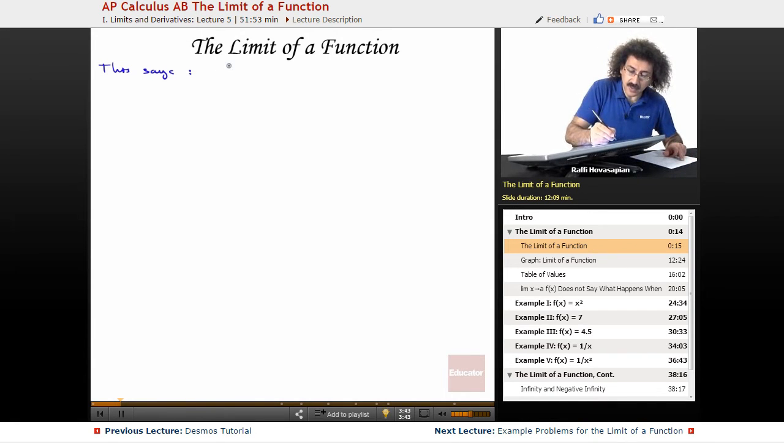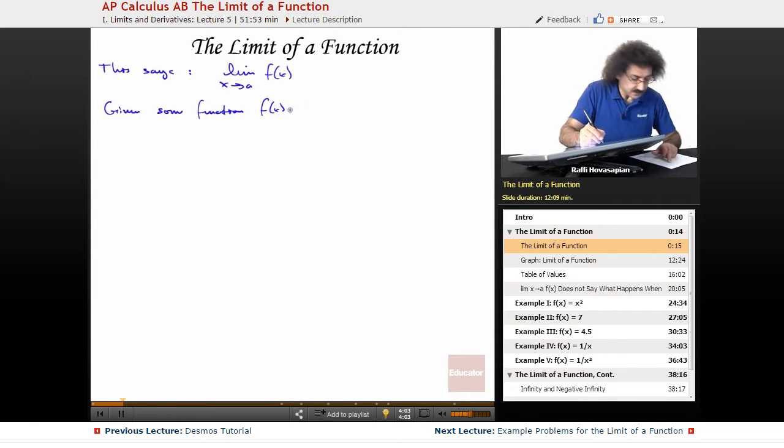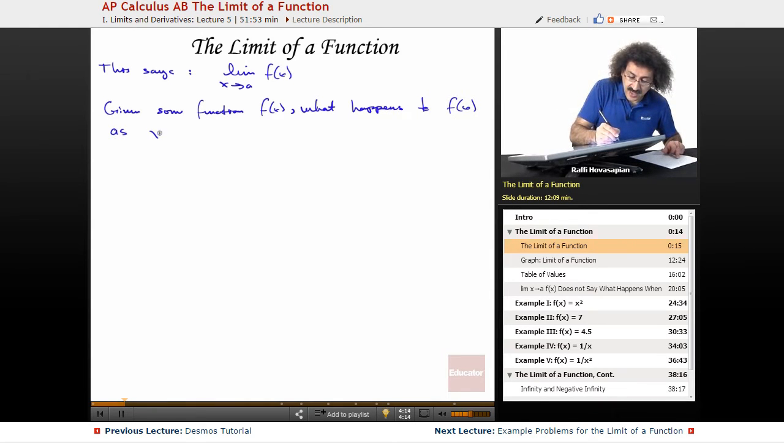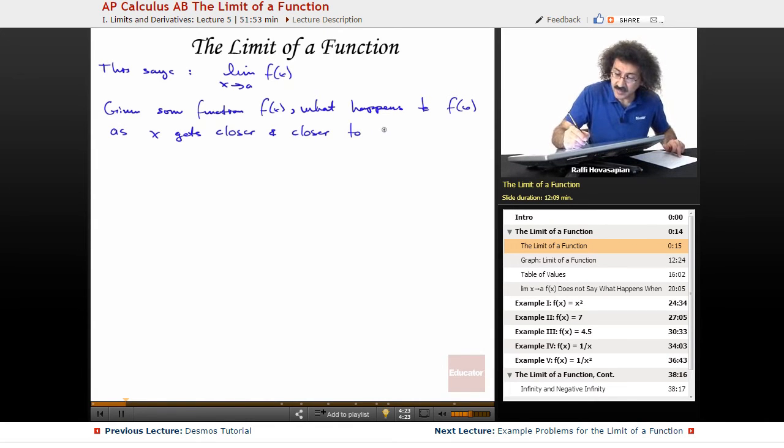Let me rewrite it so we have it on this page. The limit as x approaches a of f of x. This symbol says, given some function f of x, what happens to this f of x as x itself gets closer and closer to some number a?